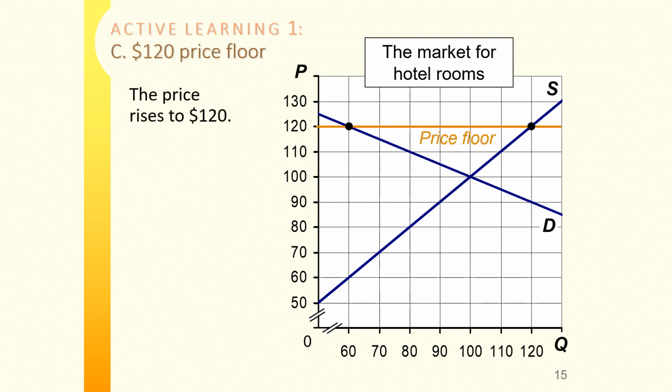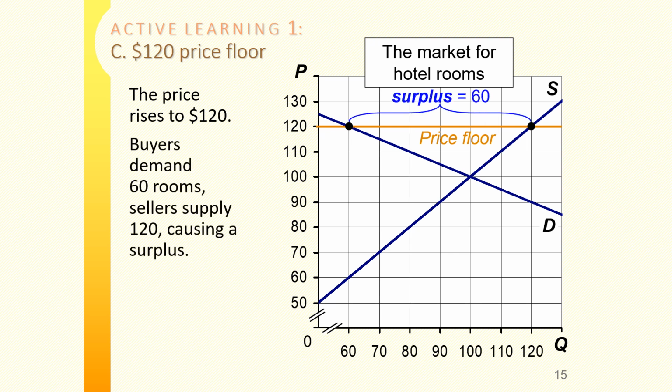In the third case, the price floor is 120. So now the price cannot be less than 120, and 100 is less than 120. So the actual price will remain at 120, and at 120 the quantity demanded is 60 whereas the quantity supplied is 120. So there is an excess supply, and this excess supply is 120 minus 60 equals 60. So 60 rooms will be vacant.